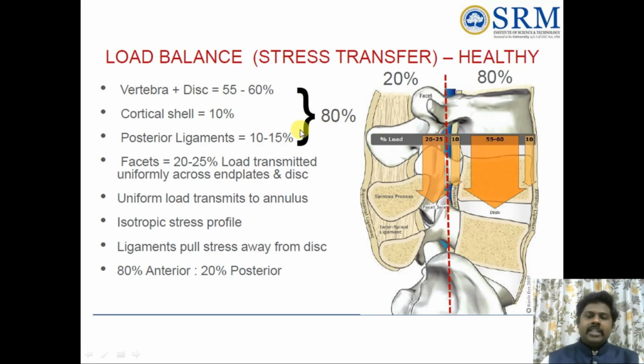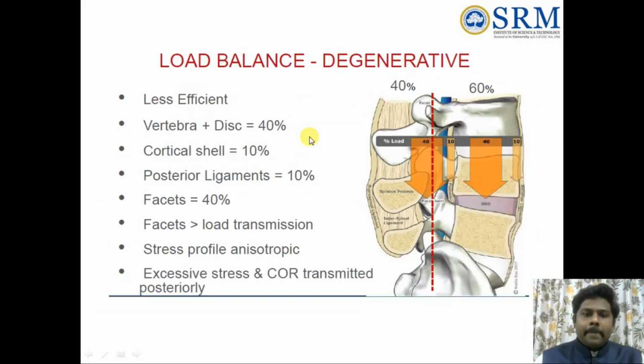For example, the next case is for a degenerative spine. Suppose the disc is going for degeneration, which I told you before: only 60% will be taken by the anterior side, and 40% will go to the posterior side. The anterior only takes 68. The reason is that because of the disc failure, the disc will not move properly.